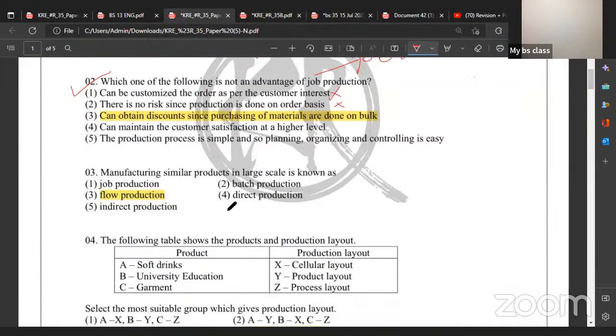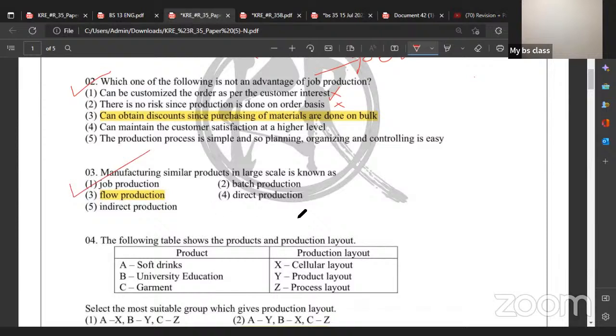Question number 3. Manufacturing similar products on a large scale is known as? Yes, it's about flow production, the similar product on a large scale, so cost savings and lower price. You try to capture a large percentage of the market, right, through flow production.